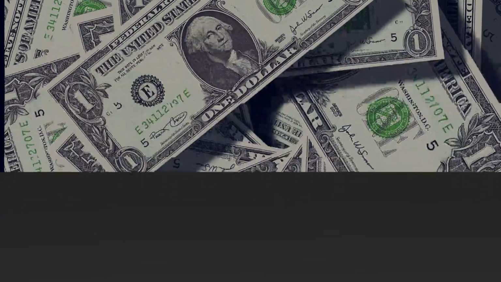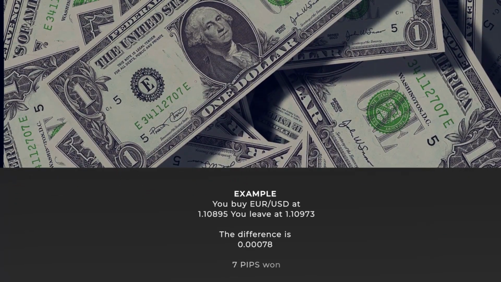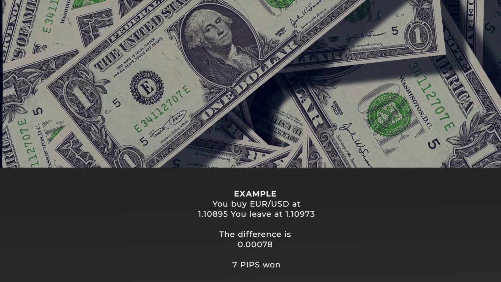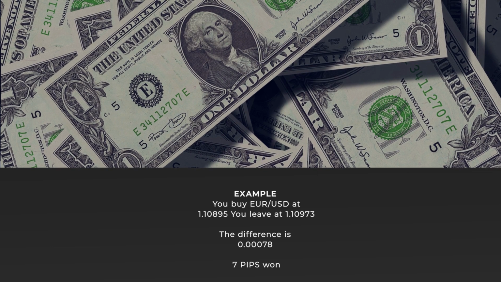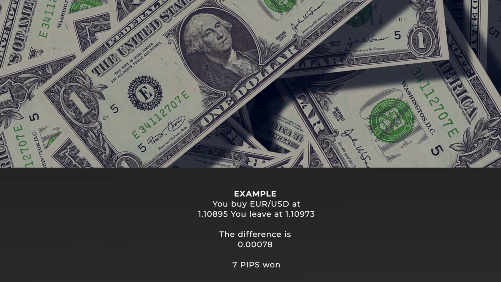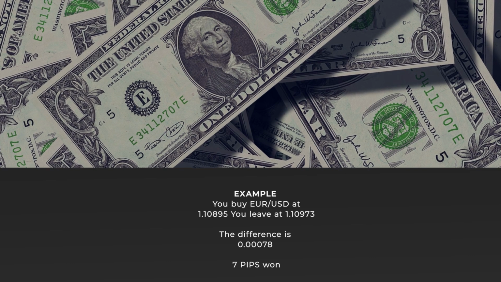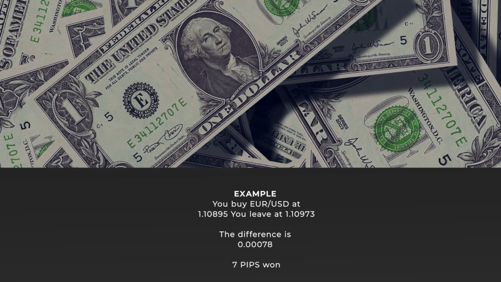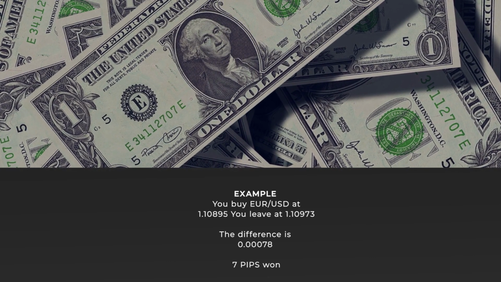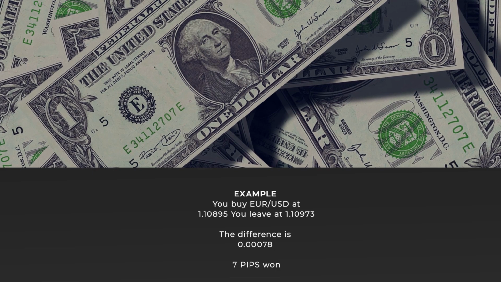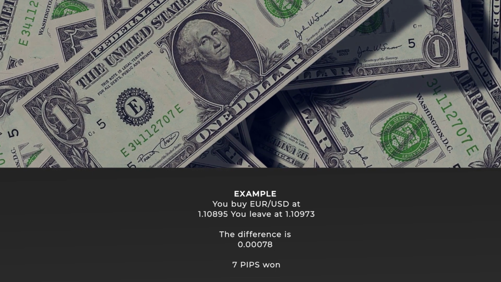Let's say you buy the Euro USD at 1.10895 and you exit at 1.10973. The difference is 0.00078. If we move the comma 4 places to the right, we get 7.8. So you have gained 7.8 pips.